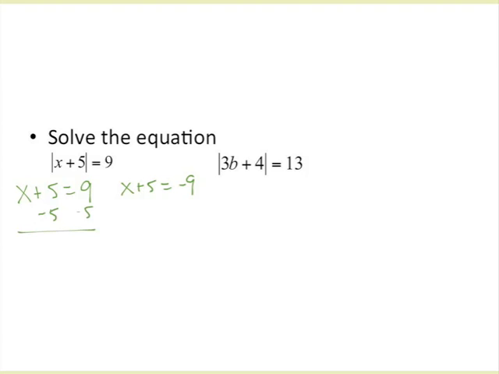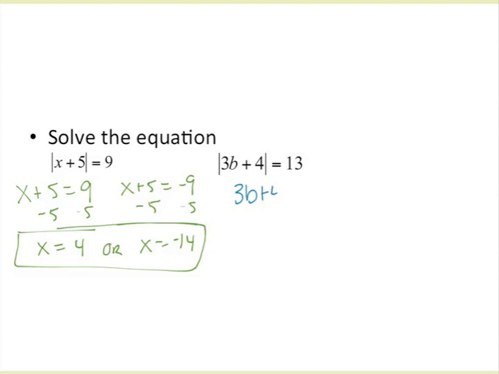So in the first one, subtracting 5 gives 4. And the second one, subtracting 5 gives negative 14. So both of those are answers or solutions to the equation. For the second one, set the inside equal to 13, and then set the inside equal to negative 13.